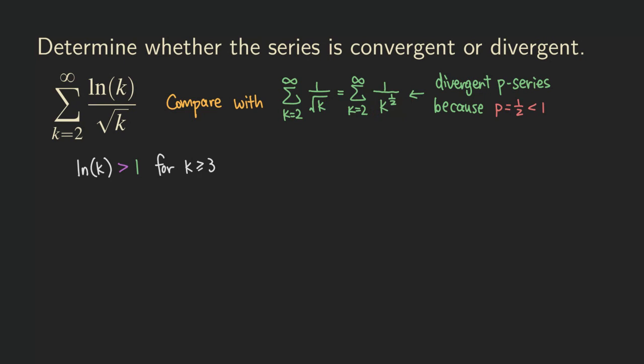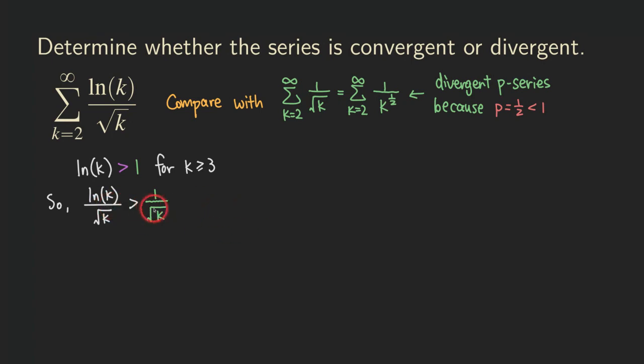Okay, so how do we do that? Then we just need to divide both sides of the inequality by the square root of k. So what we are getting is ln of k divided by the square root of k is greater than, okay, so we have the green series now on this side, it's greater than 1 over the square root of k. We do not change the inequality symbol because the square root of k for all k greater than or equal to 3 are all positive numbers. So if we are dividing both sides by a positive number, then we are not going to change the inequality.